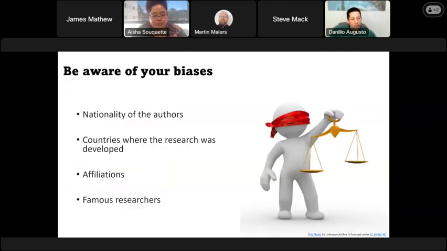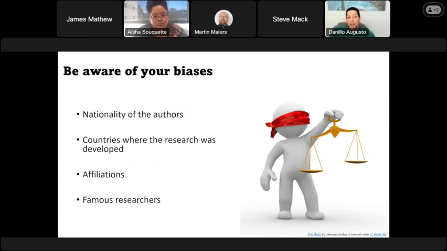Another important thing for us to think about as a reviewer is that we should be aware of our own biases. If you are human, you have biases. Every one of us has biases. And we should be aware of those biases and try to avoid letting them affect our peer review.